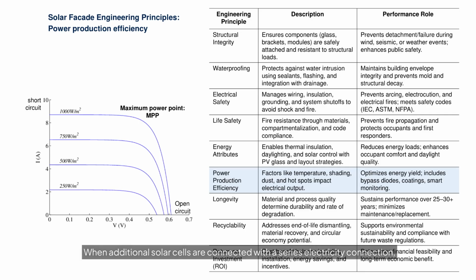When additional solar cells are connected with a series electricity connection, the total power increases because the voltage from each cell adds up. In addition to solar irradiance levels and connection types, solar power production is impacted by temperature, partial shading, and dust. To optimize electrical output, bypass diodes and smart monitoring can help avoid hotspots.